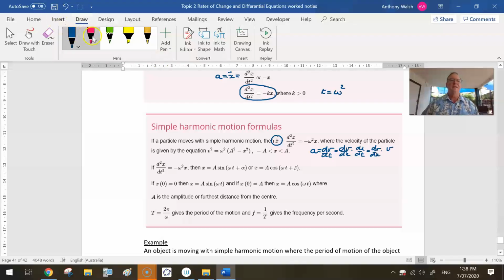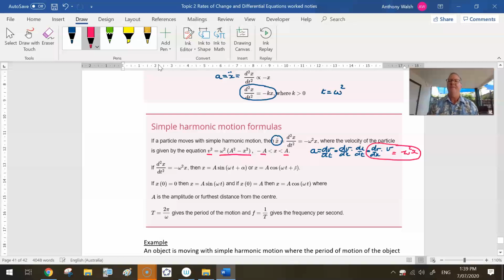Starting with this bit here, if I know all of that is equal to negative omega squared x, then I can change this differential equation into this for velocity. Velocity squared is omega squared by a squared minus x squared, where a is the amplitude, and the value of x goes between a and negative a.